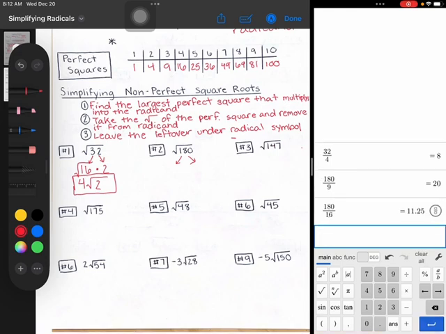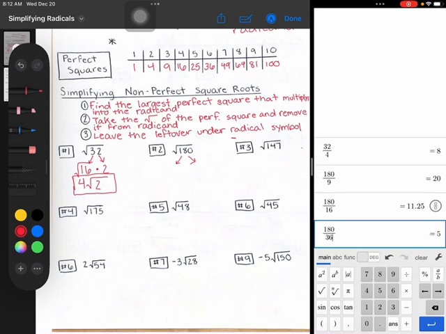I don't want a decimal. So we'll try one last one. 180 divided by 36. Perfect. 180 divided by 36 is 5. So the biggest perfect square that goes into 180 is 36. I'm going to take the square root of my perfect square, bring that outside my radicand, and then the 5 is my leftover, so it stays underneath.